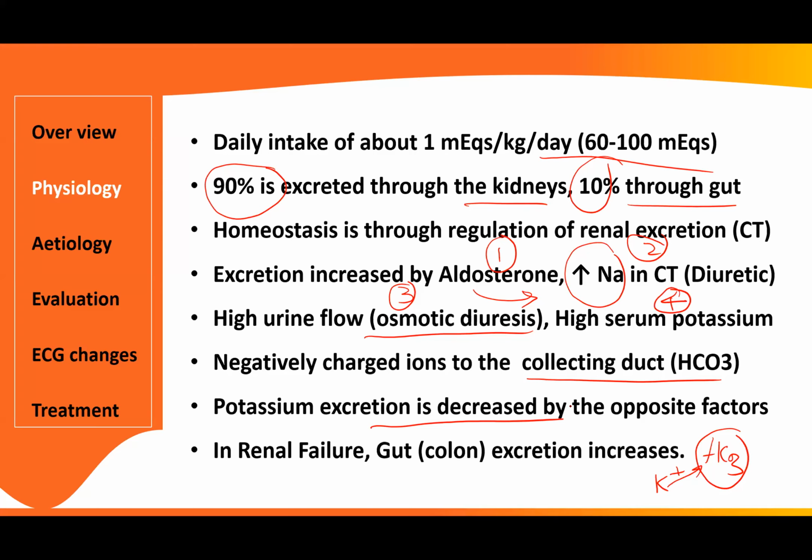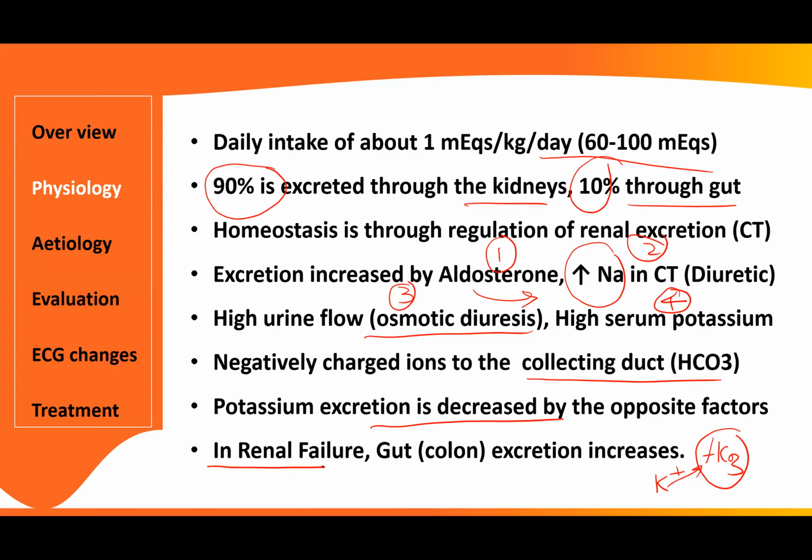Why is that important? When we look at hyperkalemia, there will be less aldosterone, and all the factors. In case of low potassium in the serum, or when there is less bicarbonate in the urine, the potassium excretion is reversed in the opposite direction.